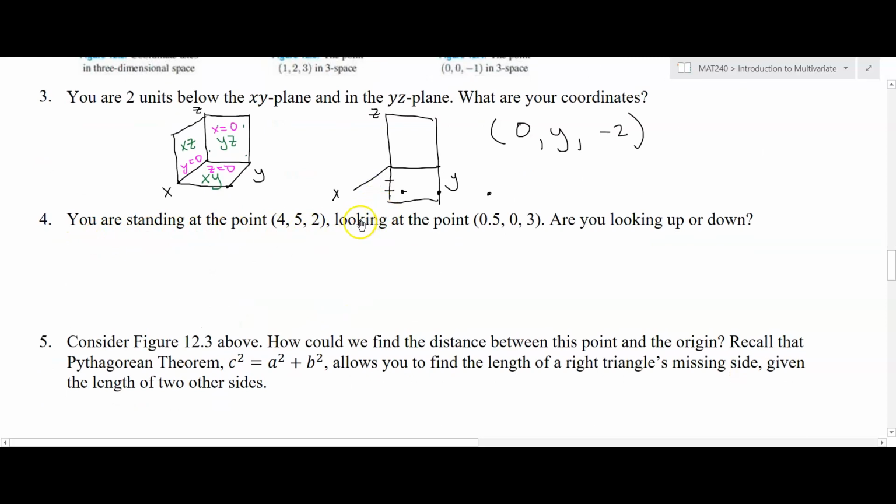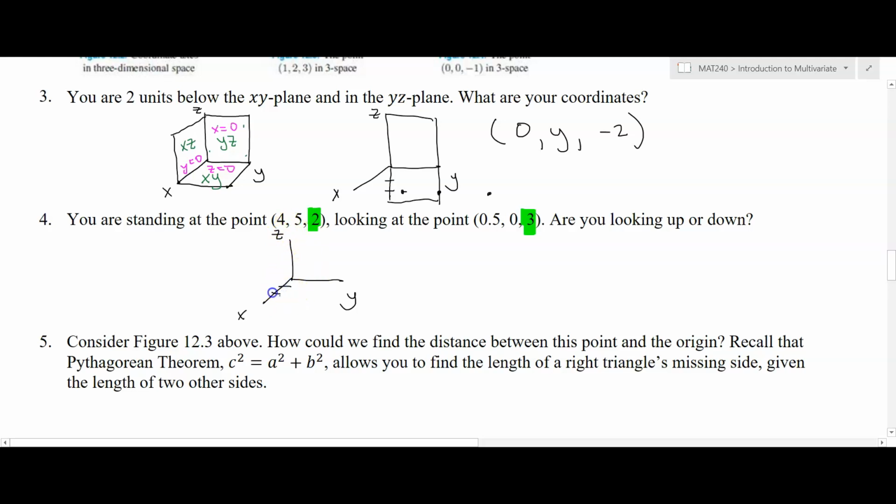You are standing at the point 4, 5, 2, looking at the point 0, 5, 3. Are you looking up or down? Well, to really highlight this fact, all we need to look at is the z value. Because if I'm looking from a lower z value to a higher z value, that means I have to be looking up. I encourage you to begin sketching these things as well as you can, so you first of all get the geometric three-dimensional space plotting component down, but just so you get a better sense of visualizing how 3 dimensions work.